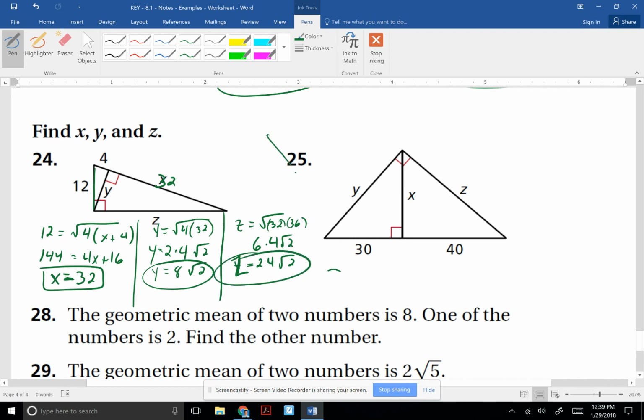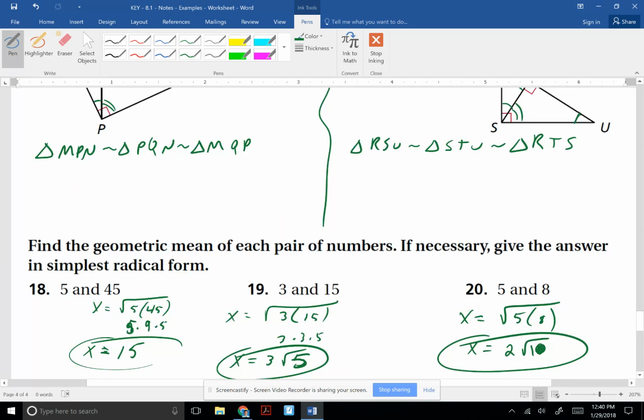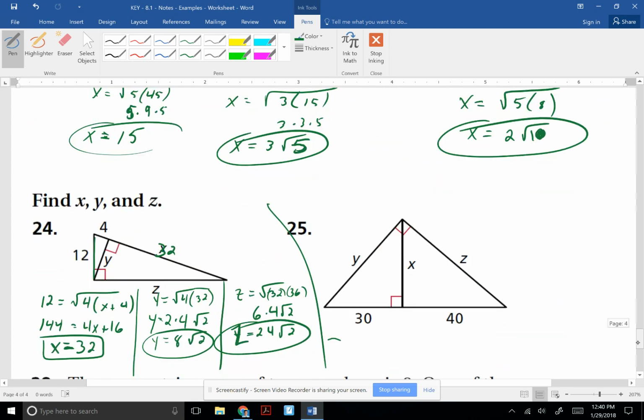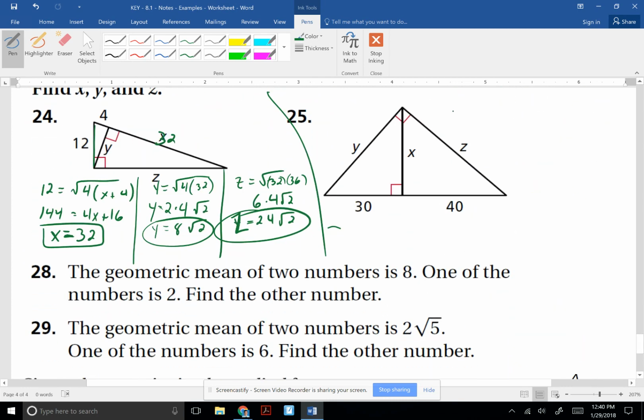All right, and then we can do this one. We can start with x. x is the altitude, so it's going to be the geometric mean of these two pieces, 30 and 40. Let's see, we can get 3 times 10, 4 times 10, and so we can pull out a 2, we can pull out a 10, and we're left with just a 3. So 20 radical 3.